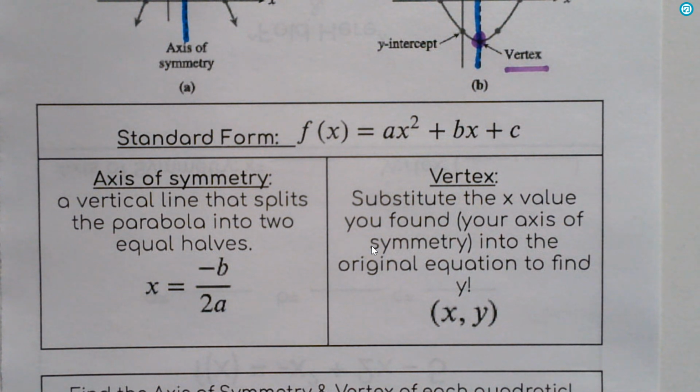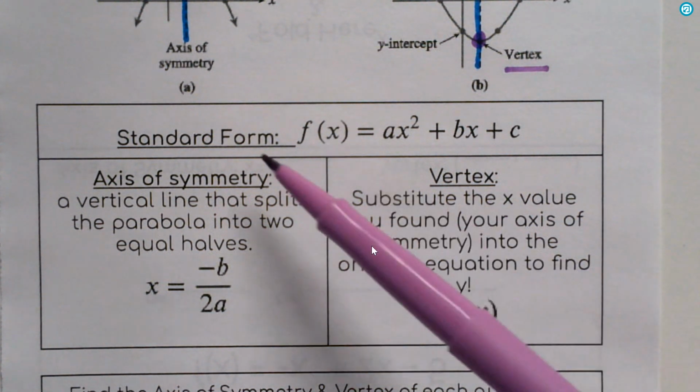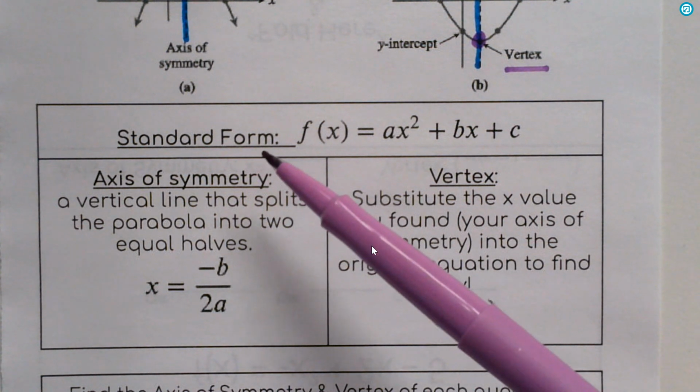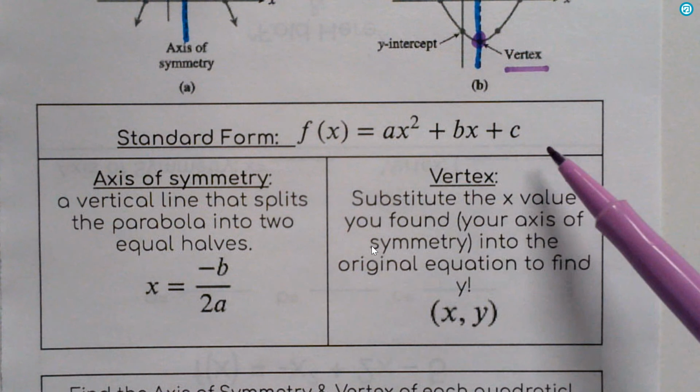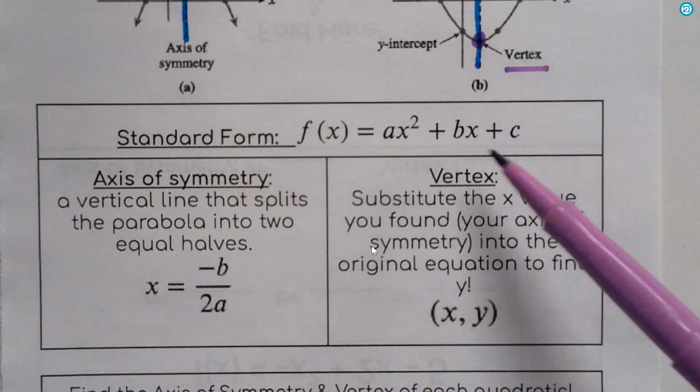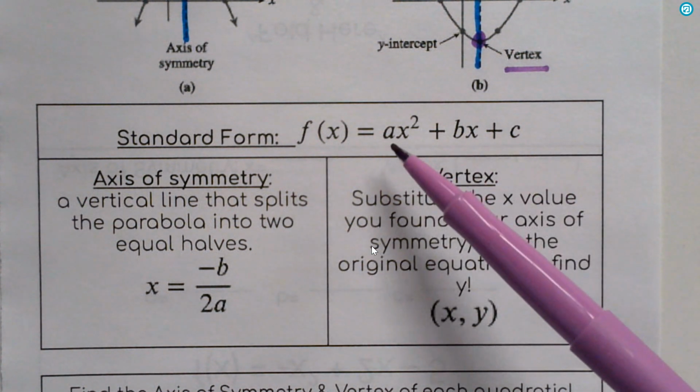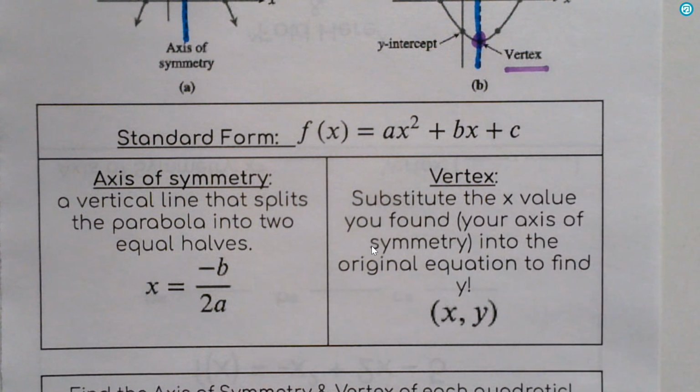So first thing that you guys need to know is that all of your graphs will be given to you in what is called standard form, which is ax squared plus bx plus c. We're used to that from factoring last unit. We were used to finding our a, b, and c values.